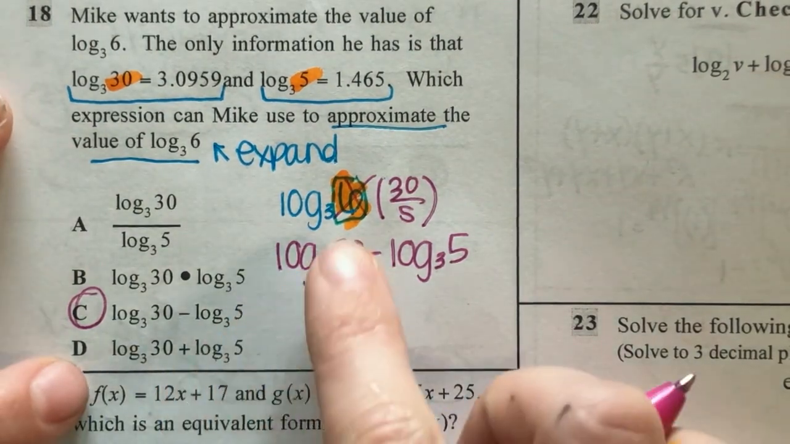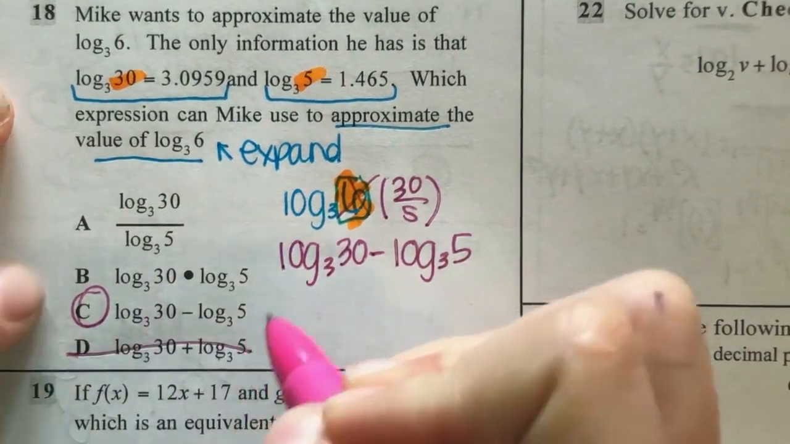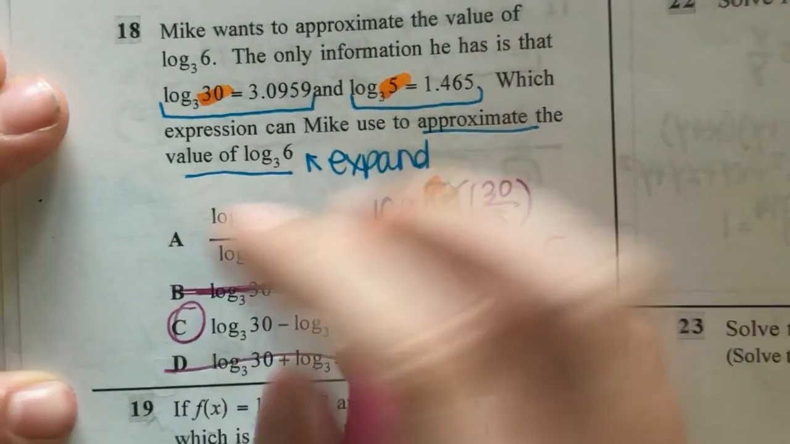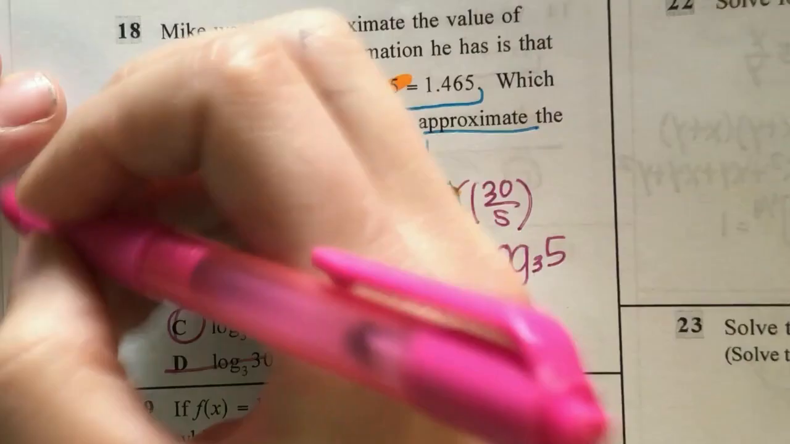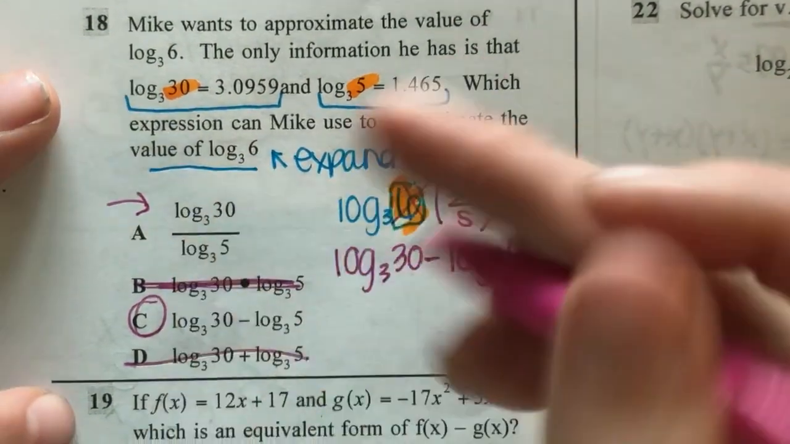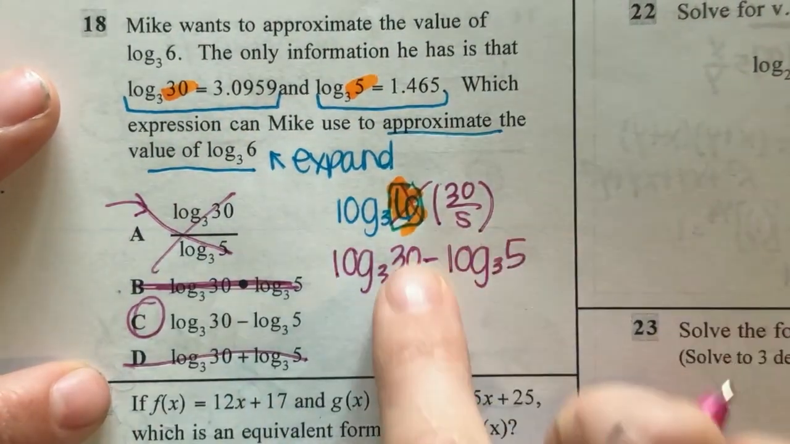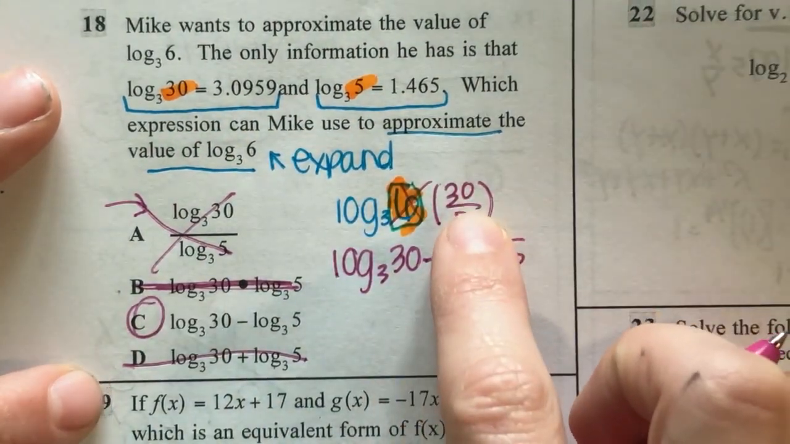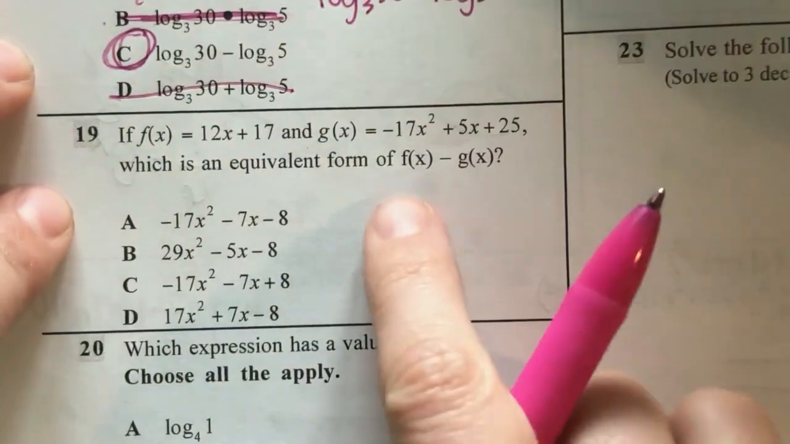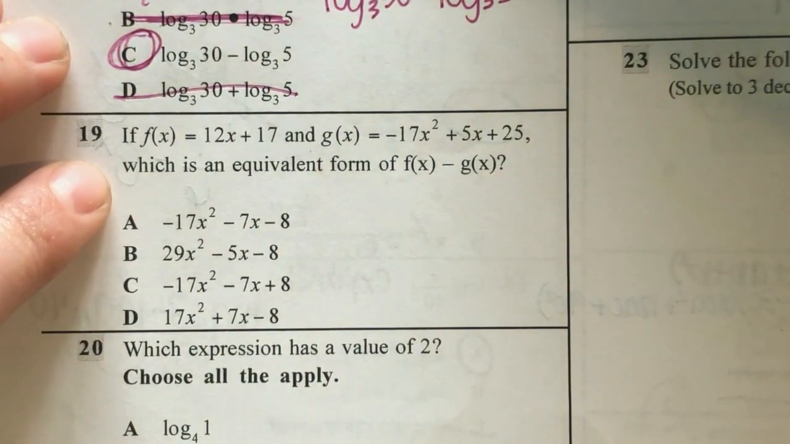Again, addition would be if I were multiplying 30 and 5, and we never multiply the logs. This one is tricking you. Don't let that confuse you. We're going to use subtraction to expand this. So answer C.